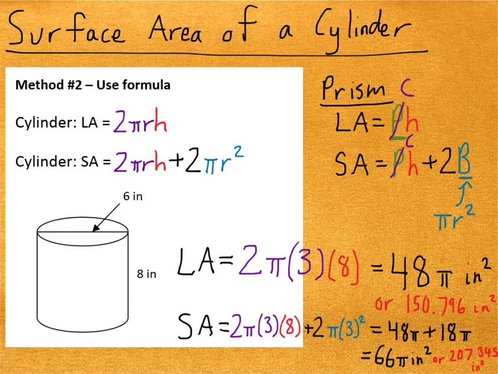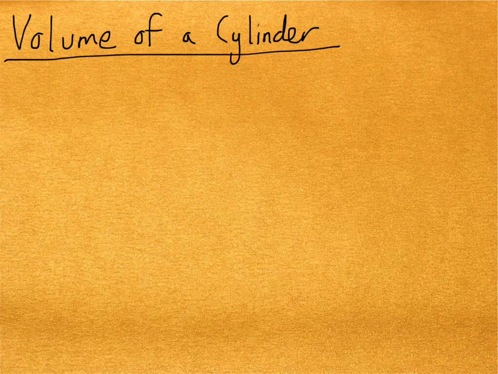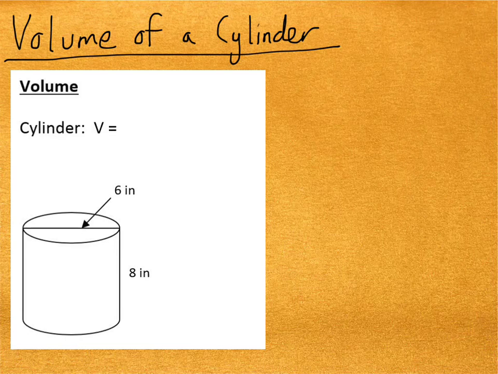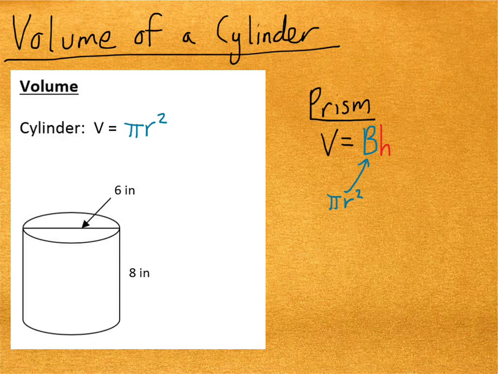Lastly, let's look at the volume. Similarly, we can use the prism formula to see where the cylinder formula comes from. Since the volume of a prism is the area of the base times its height, then the area of the base would be pi r squared because the base is a circle. So the volume would be pi r squared times h. There, that's pretty simple, right? That's also an easy way to remember the formula for a cylinder, so you don't have to remember as many formulas.